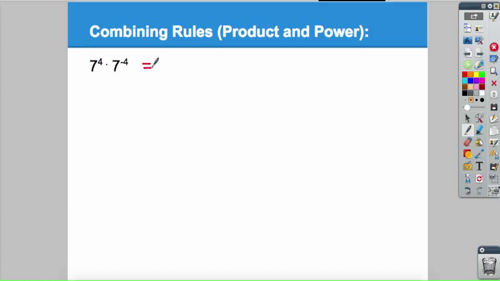Similarly for this problem, I'm going to go ahead and use the product rule. I'm going to add these exponents, and I notice that I get 7 to the 0 power. Oh, well, we know anything to the 0 power is really 1.